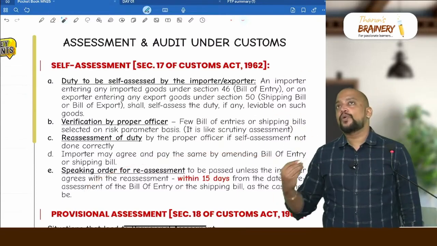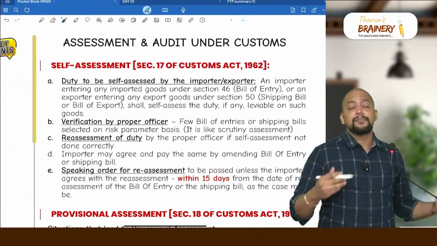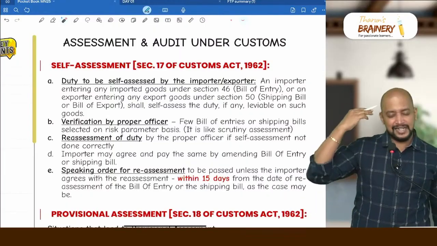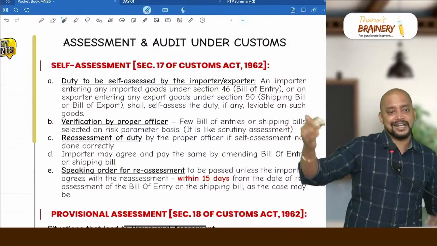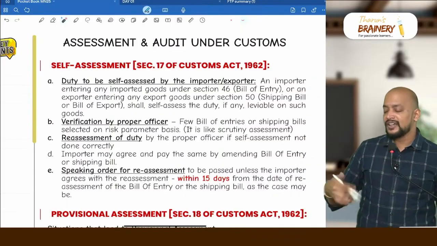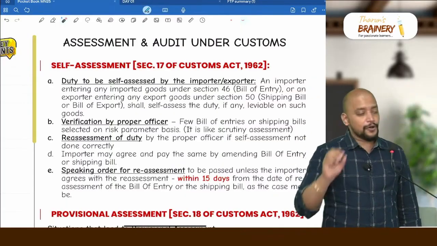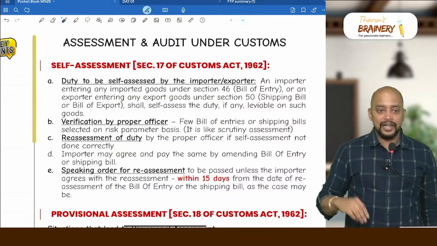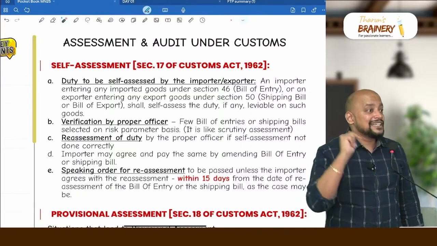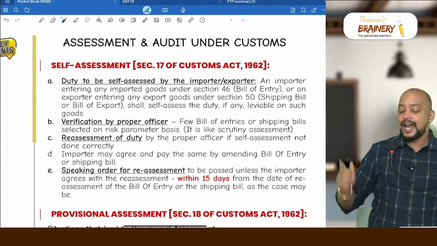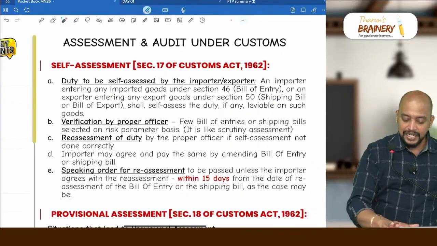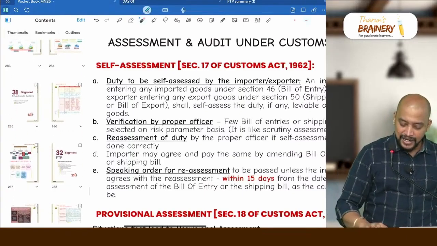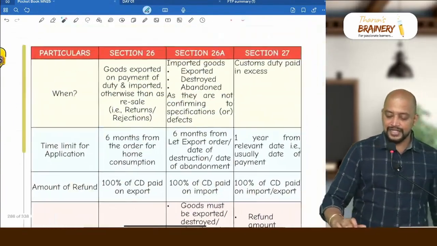When they go for appeal, what will happen after that? Maybe the appellate authority, that is Commissioner (Appeals), or CESTAT, which is the forum for customs, or the High Court or Supreme Court will tell that, okay boss, whatever you have paid under protest is wrong and you need to pay the lesser duty only. Now the excess duty paid, they will get as a refund, and that refund is in section 27. You can see that refunds under customs are in section 27.